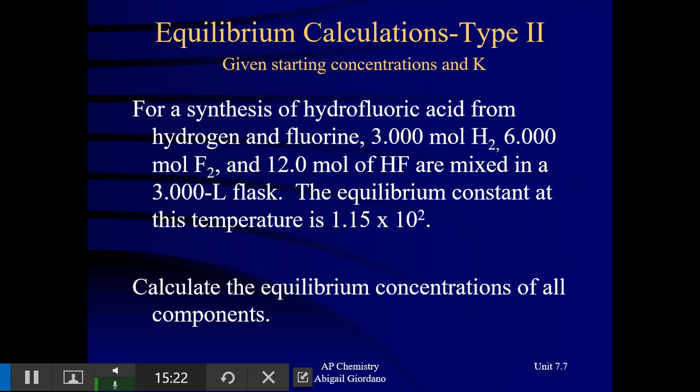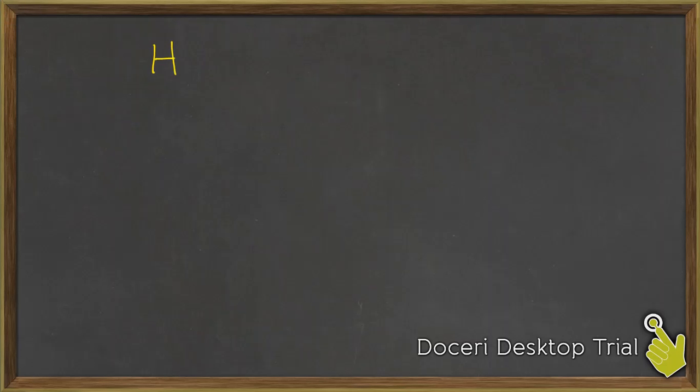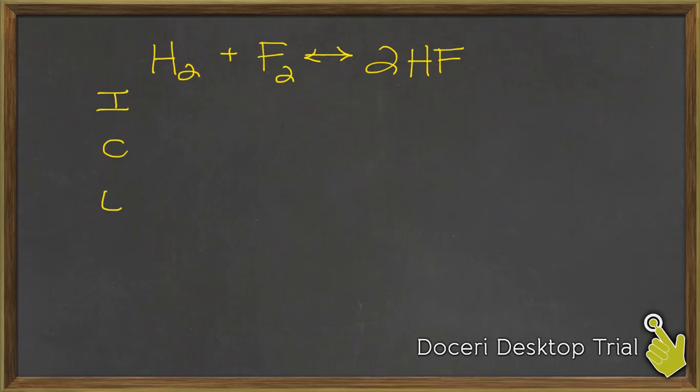Now this is a different setup. This time they're giving us the value for K. And the ultimate question says, calculate the equilibrium concentrations of all the components. So as we did before, the very first thing that I'm going to do is write out the balanced equation. And I'm going to set up my ice table. And let's see what we can fill in.